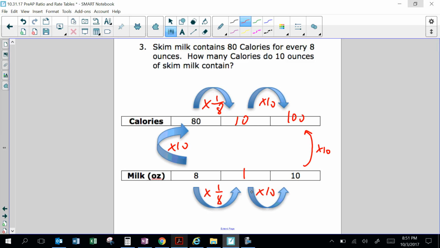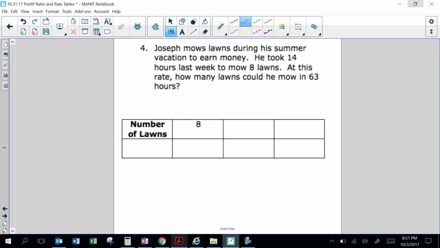Did you prefer left to right, or up and down? Both ways can solve it. For this type of problem, I may think about going up and down because it's one operation, one scale factor. Now let's get a little harder. Now, can you figure it out on your own?